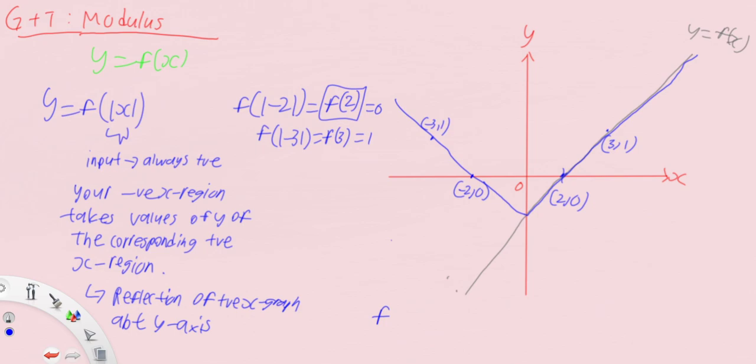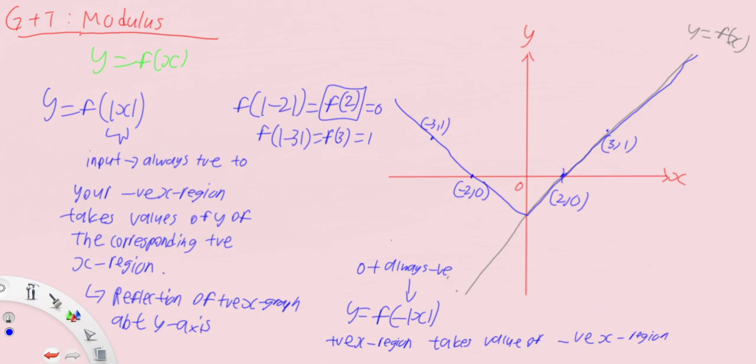Then, of course, the inverse would be true for y equals f(-|x|), where now your input is -|x|. It is always negative. Alright, actually always positive, plus 0, always 0, plus always negative. So instead of that, you will now have the other way around, where the positive x region now takes the value of the negative x region.